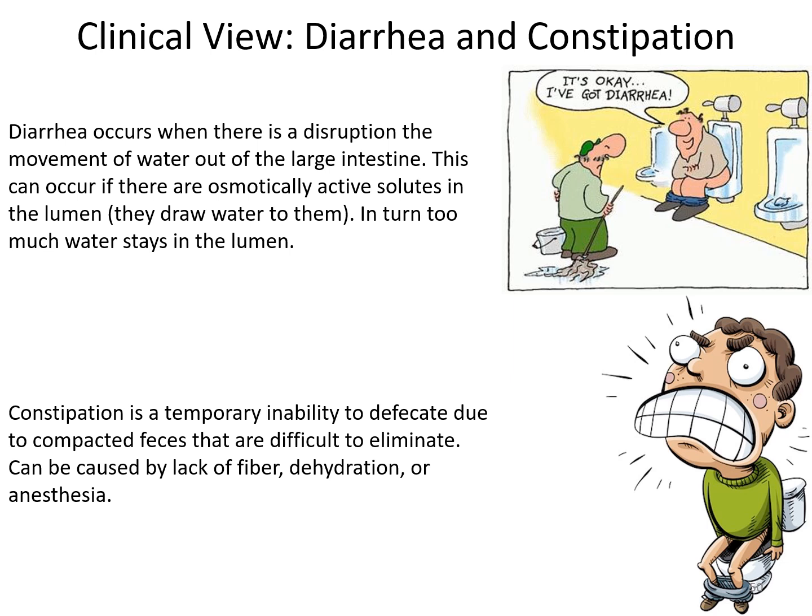Constipation is a temporary inability to defecate due to compacted feces that are difficult to eliminate. This could be caused by lack of fiber, dehydration, or anesthesia. Lack of fiber is going to mean that we don't have anything to draw fluid in. So the fluid has left, we're not getting any fluid back in, so it's harder to move along. Dehydration, you're simply not hydrating enough to keep fluid in there to keep it moving. Anesthesia has more to do with the muscle. The muscles are going to move more slowly, so they're not moving it along as quickly. In any of those cases, it makes it more difficult to defecate.